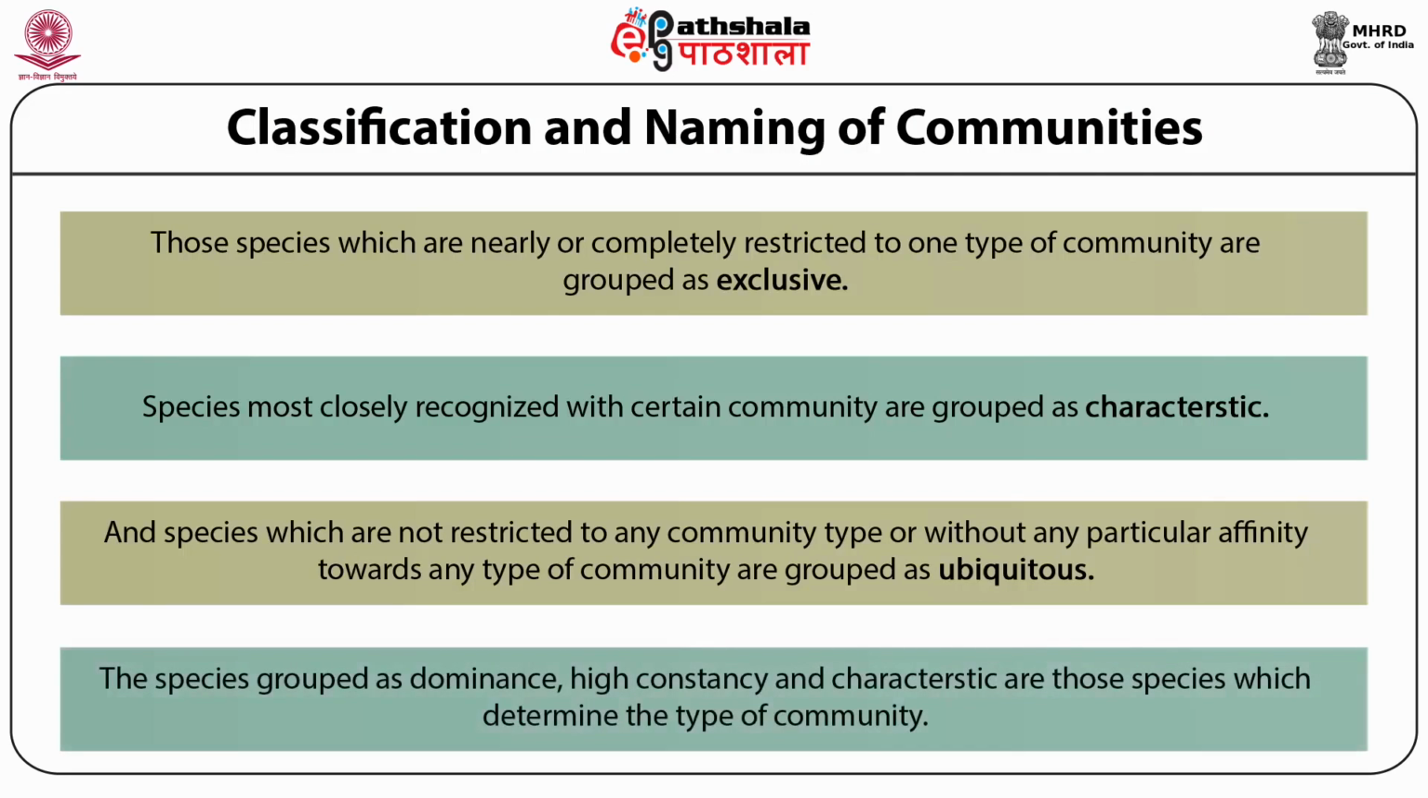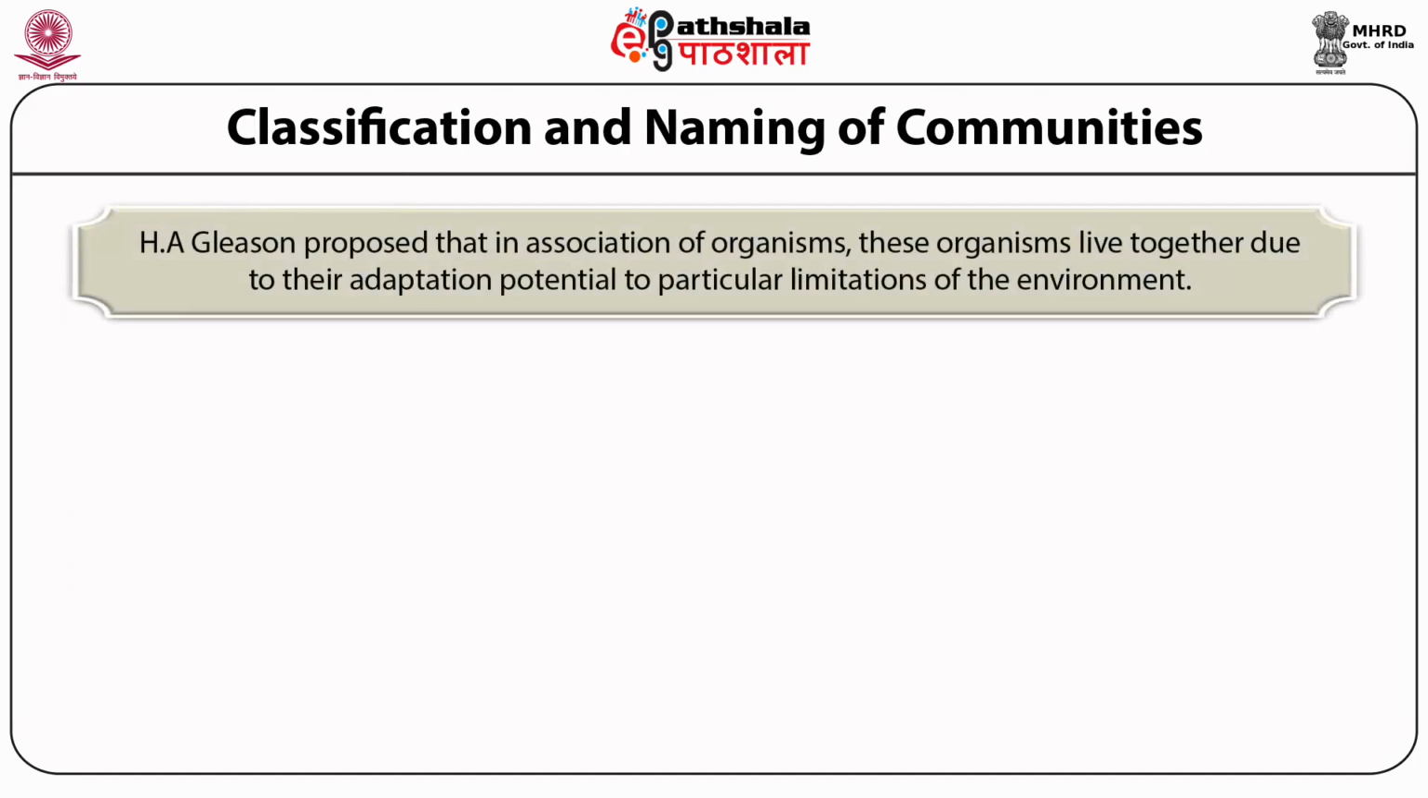The species grouped as dominance, high constancy, and characteristic are those species which determine the type of community. H. A. Gleason proposed that in an association of organisms, these organisms live together due to their adaptation potential to the particular limitations of the environment.